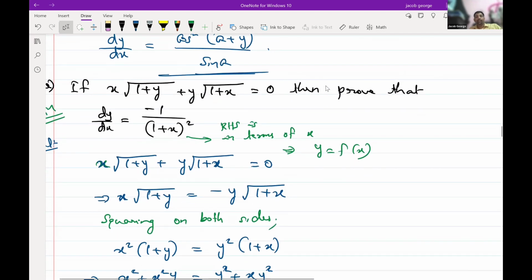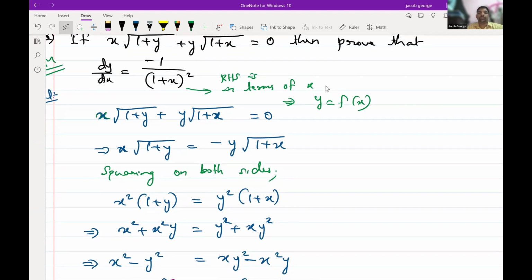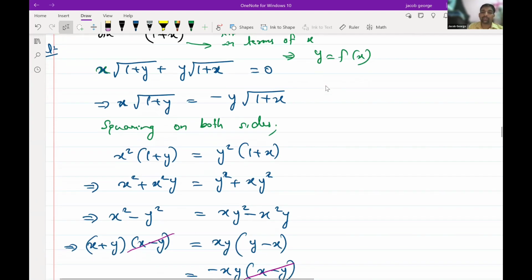Next question, in the answer, the right-hand side is in terms of x. The right-hand side is minus 1 by 1 plus x the whole square. This type of question, we have to write y in terms of x, y is equal to f of x form. For that, I have copied the given expression. Then I took the second term to the right side. x root of 1 plus y is minus y root of 1 plus x. Then squaring on both sides: x square into 1 plus y is y square into 1 plus x.